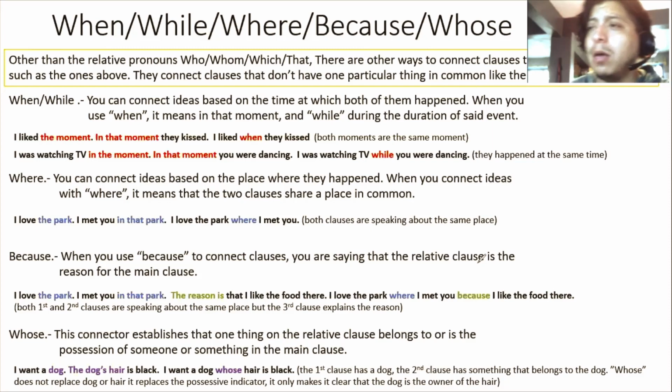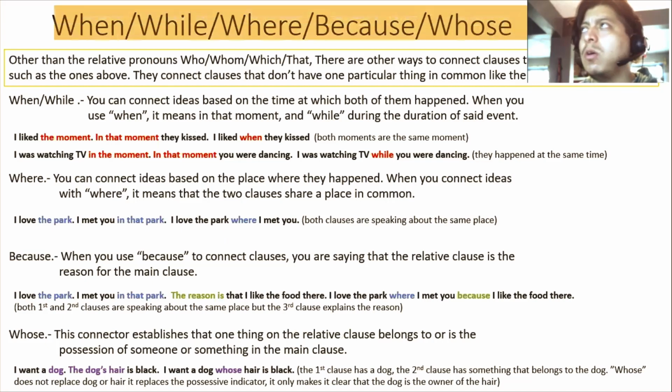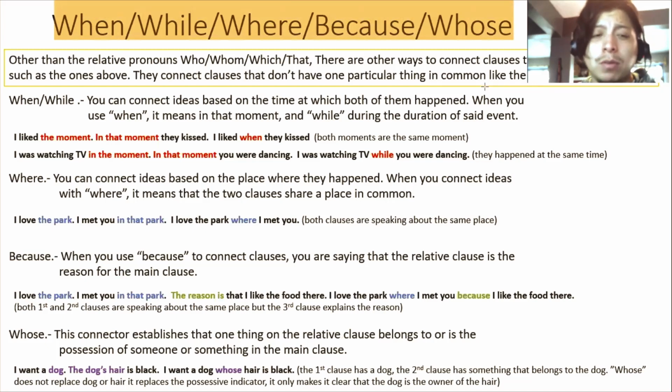But for today, we're gonna change a little bit. We are going to assume. We're not going to continue speaking about relative pronouns because, again, we have been speaking about them for the last 3 videos. So right now, we're going to assume them, and we're going to use these other connectors. There are more connectors. We have 2 more videos about relative clauses, this and the next one. But we are going to be speaking about other connectors. We have the connectors while, when, where, because, and whose, okay? Or when, while, where, because, and whose.